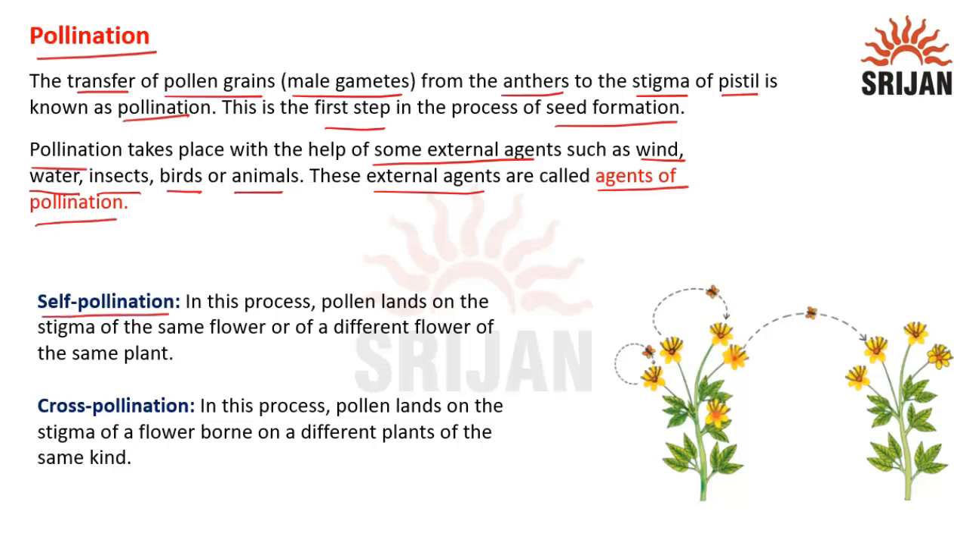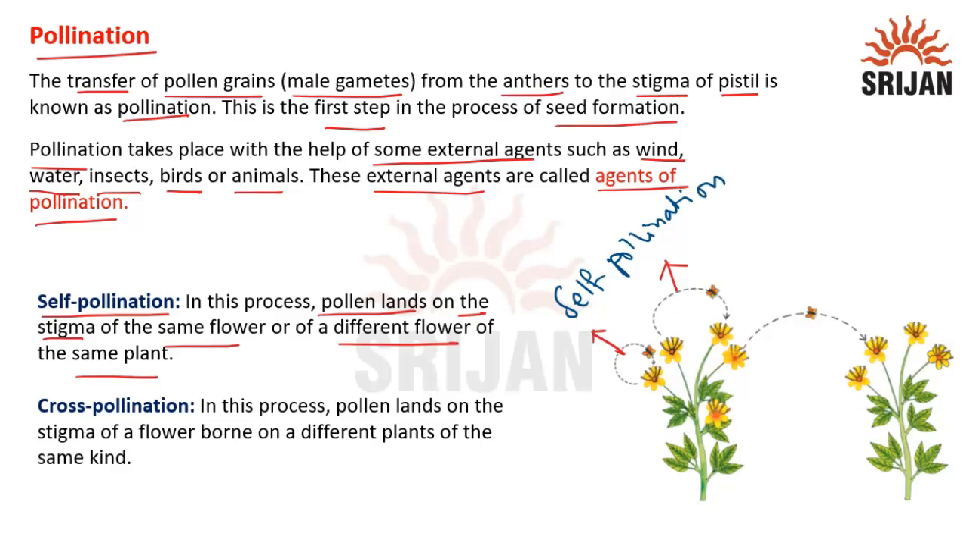First, self-pollination. In this process, pollen lands on the stigma of the same flower or of a different flower of the same plant. Now, we can see that this is the case of the same flower, and this is the case of two different flowers in the same plant. So both of them can be considered as self-pollination.